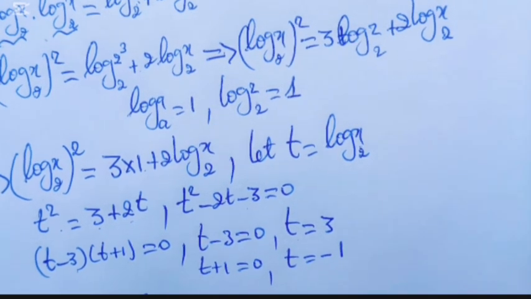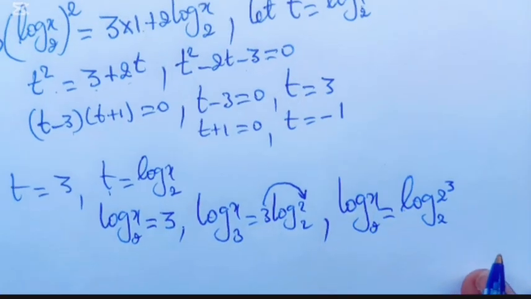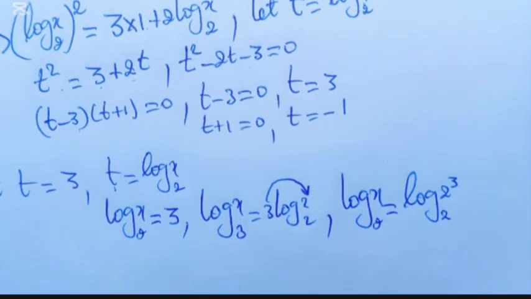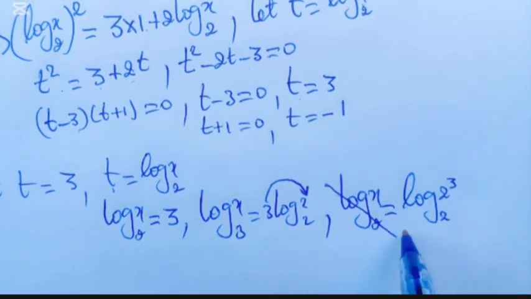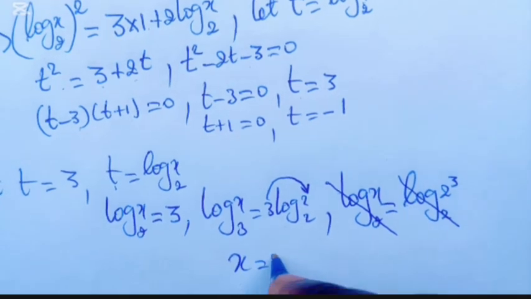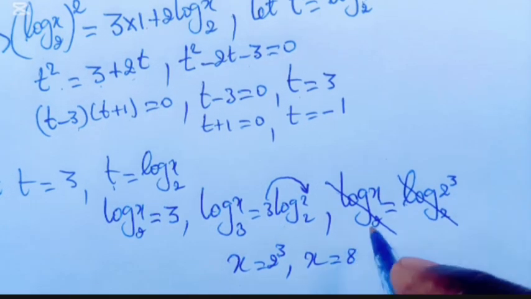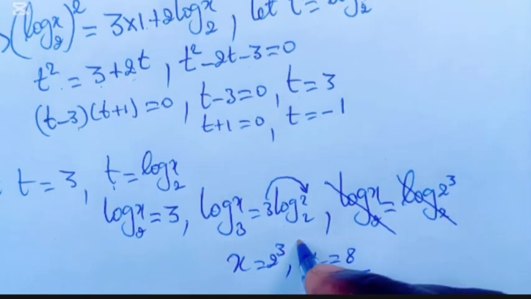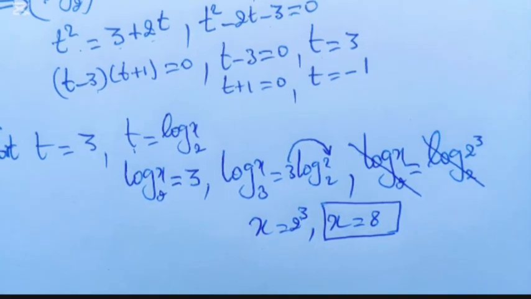Let's hope this is clear. Because here we have log base 2, we need to cancel log base 2 in order to have x to be 2 to the power of 3. Here, x will be equal to 8, since 2 power 3 is 8. Here is the first value of x.